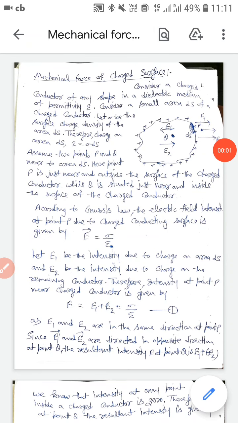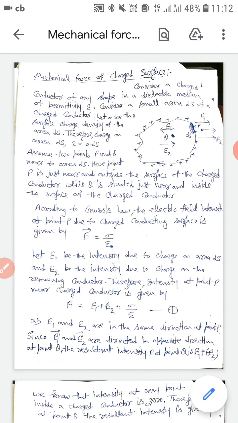Hello students. Today we will discuss our next topic, which is the mechanical force on the surface of a charged conductor. As we are discussing conductors, we know the properties of a conductor: the charge resides on the surface of a conductor. Inside a conductor there will be no charge. This we know from our previous knowledge of plus 2. The charge inside a conductor is always 0.